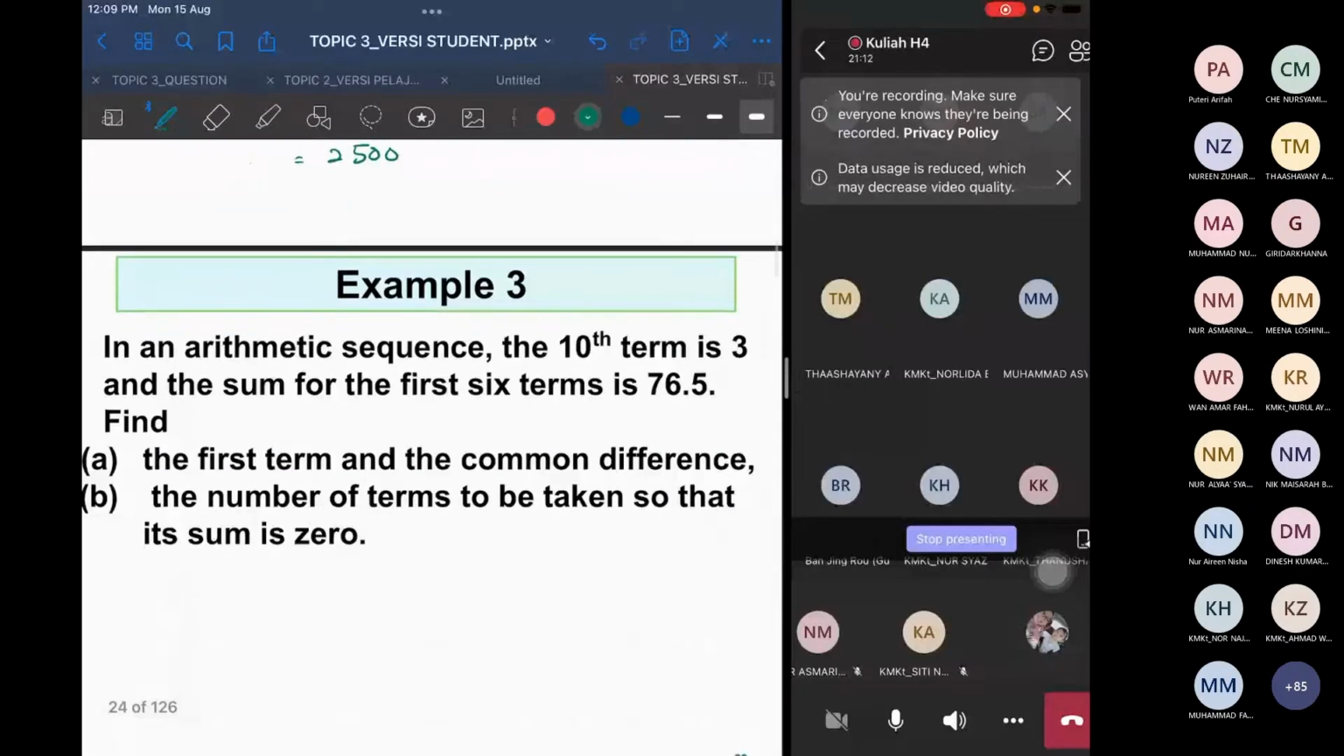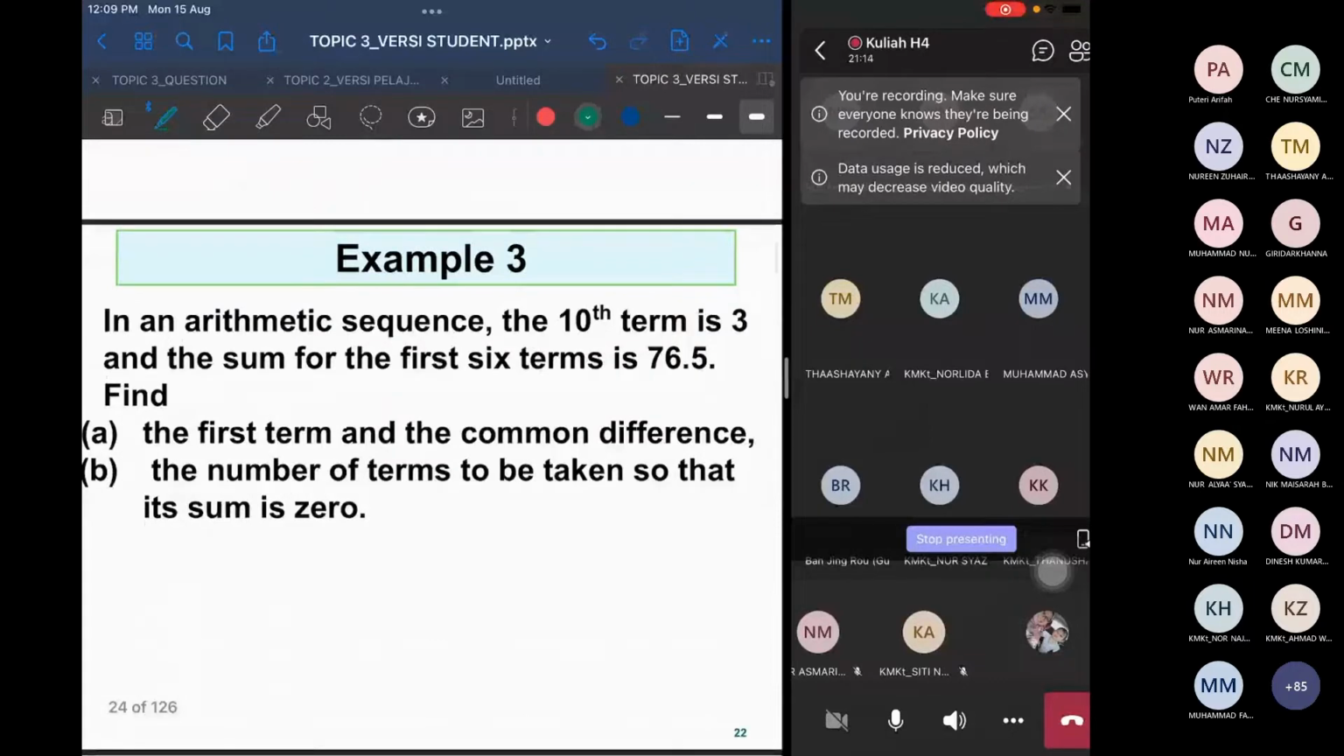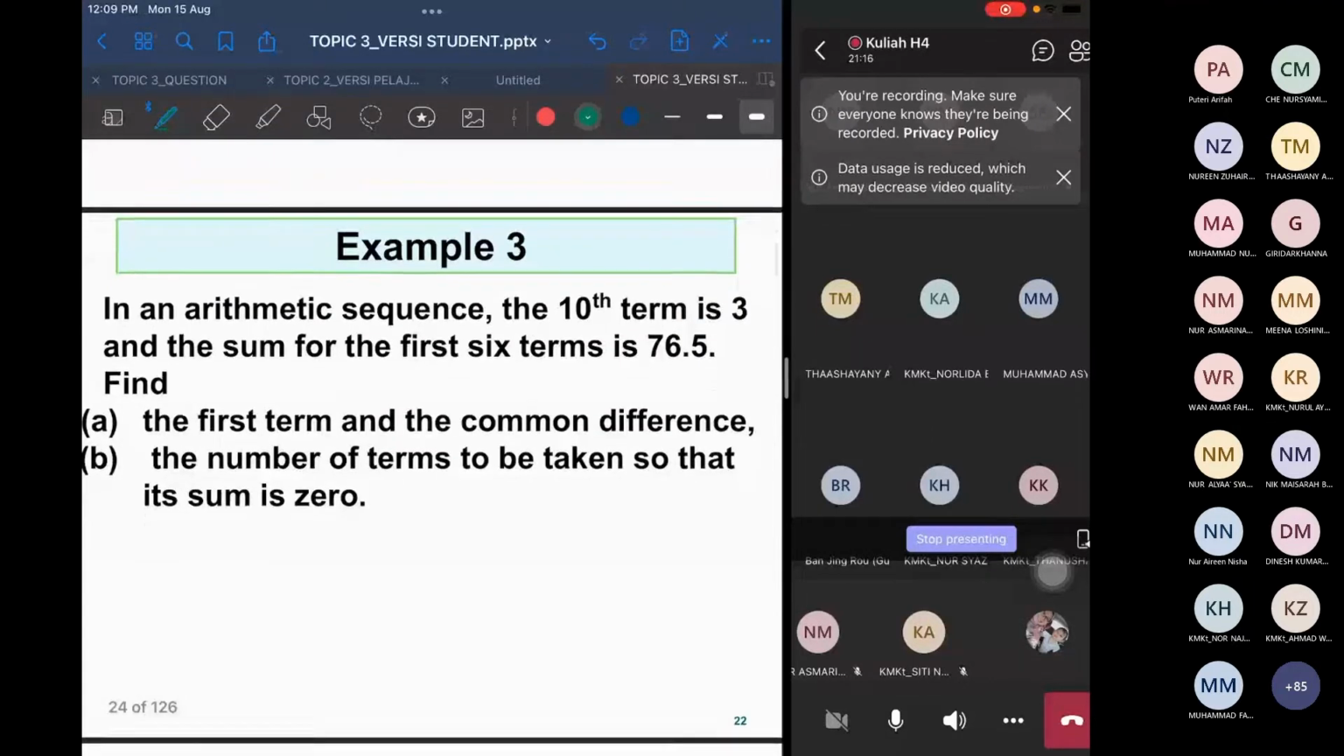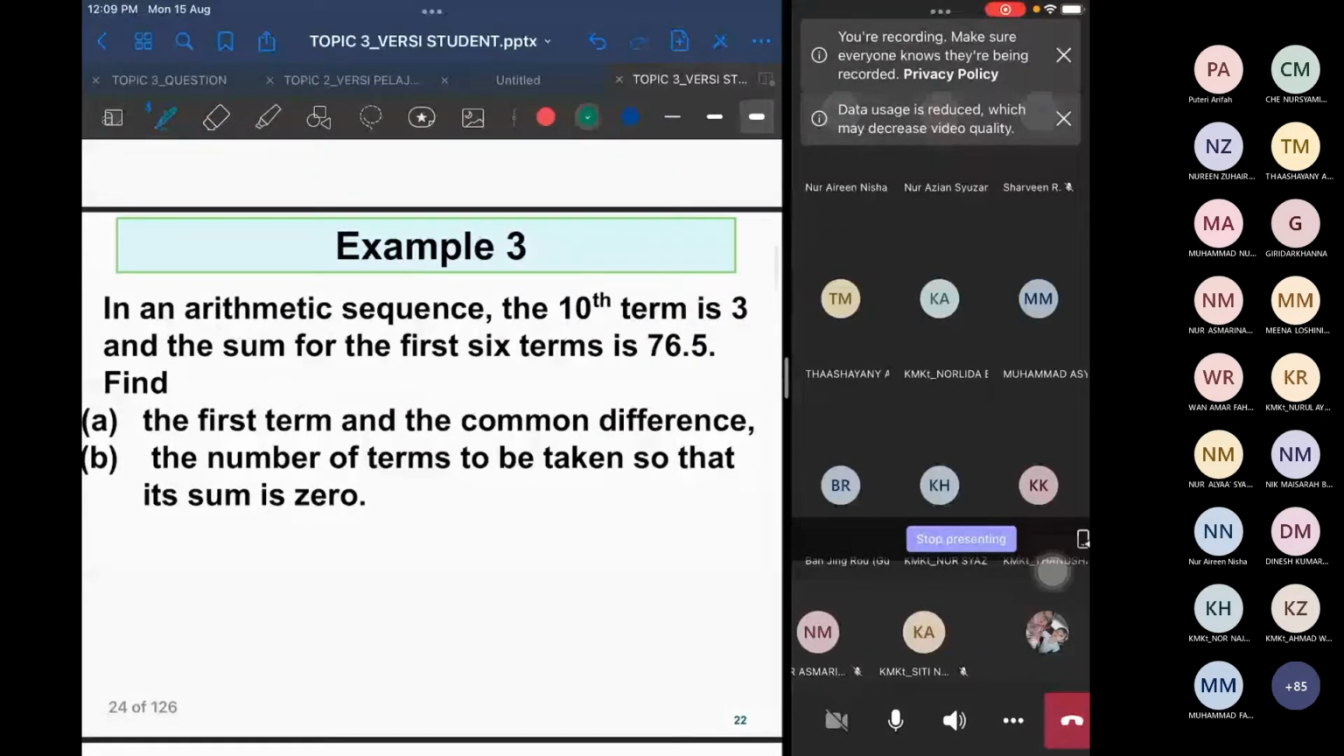Okay, so kita tengok yang seterusnya, example yang ketiga. Dia kata in an arithmetic sequence, the 10th term is 3 and the sum of the first 6 terms is 76.5. Okay, so dia kata untuk term yang ke-10 nilai dia adalah 3. Lepas tu the sum of the first 6 terms adalah 76.5. So you punya S6 is equal to 76.5.